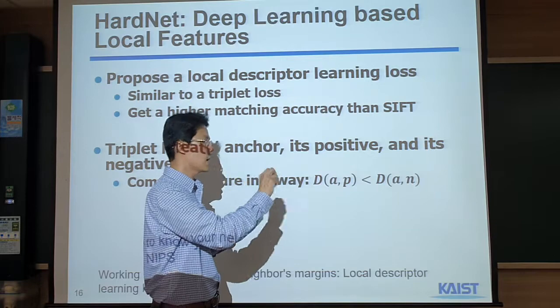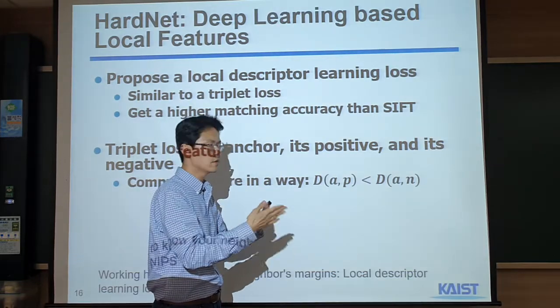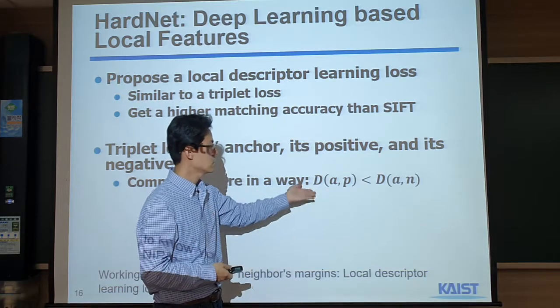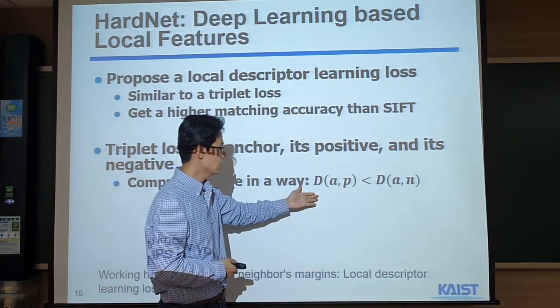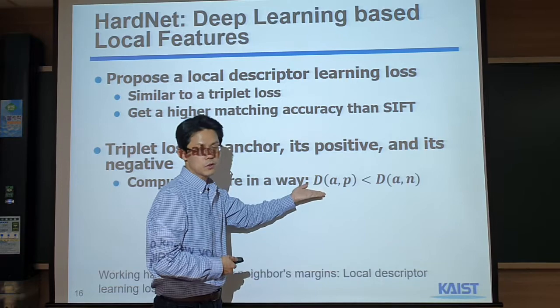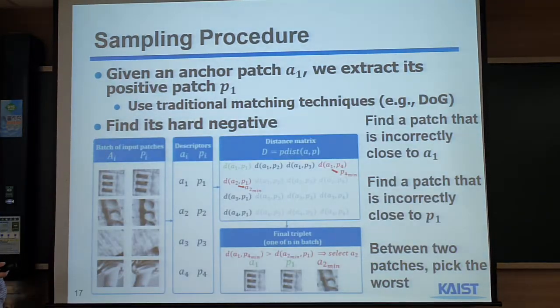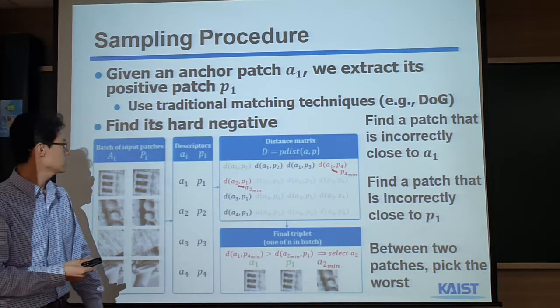So basically, within that feature, similar patches should have higher similarity, which indicates a lower distance in this definition of distance. In this case, we can just use the Euclidean distance, the L2 distance. And this is another illustration here.